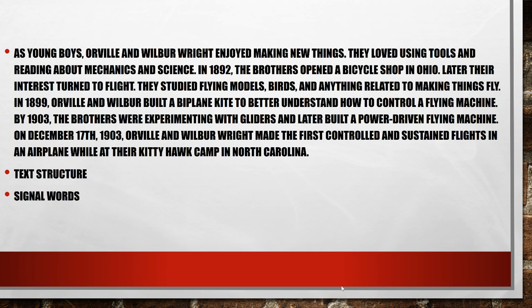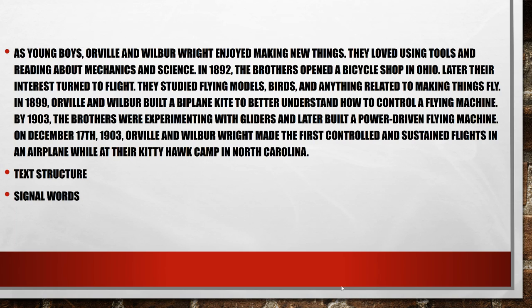So here is a model, and we're going to talk about our text structure and our signal words for this paragraph. As young boys, Orville and Wilbur Wright enjoyed making new things. They loved using tools and reading about mechanics and science. In 1892, the brothers opened a bicycle shop in Ohio. Later, their interest turned to flight. They studied flying models, birds, and anything related to making things fly.